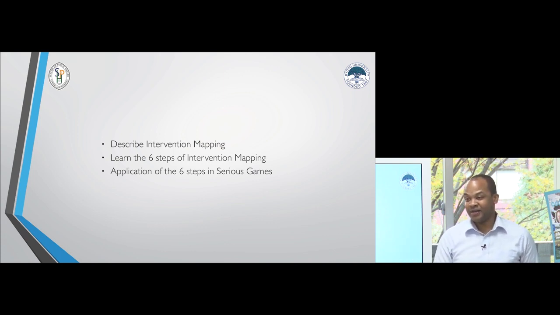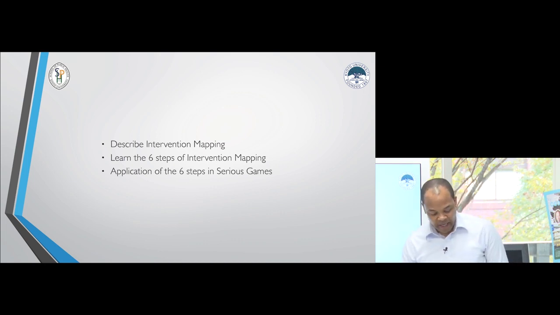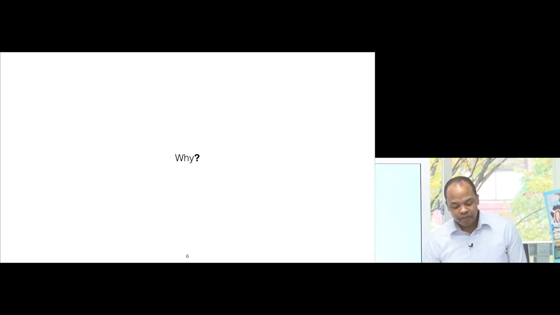You should be able to address these issues. First, we're going to describe intervention mapping. Second, we're going to look at the 6 steps that are involved in intervention mapping. And the third objective is to look at how we implemented these 6 steps in our own serious game that we developed in the lab.